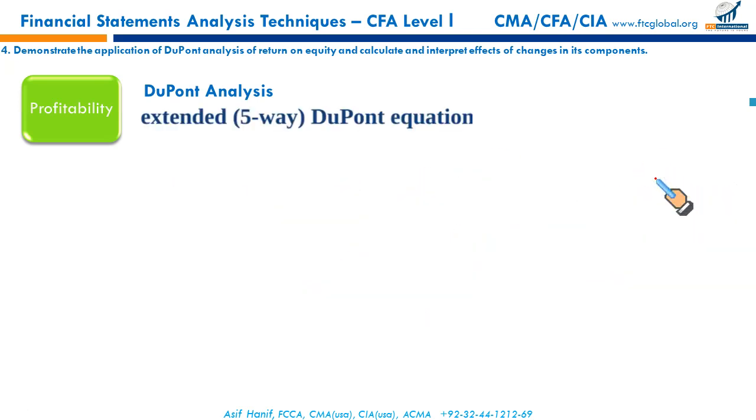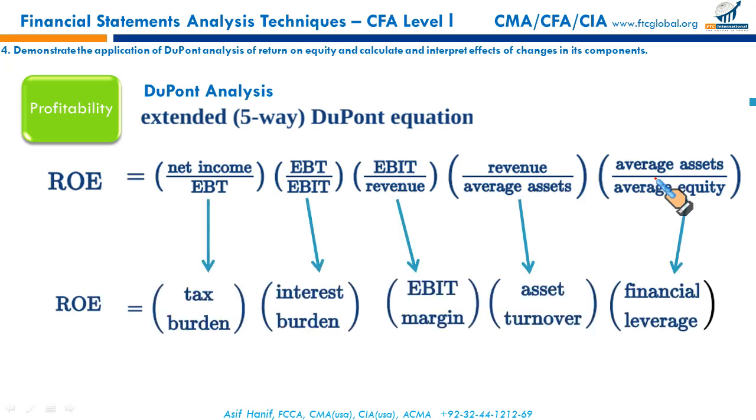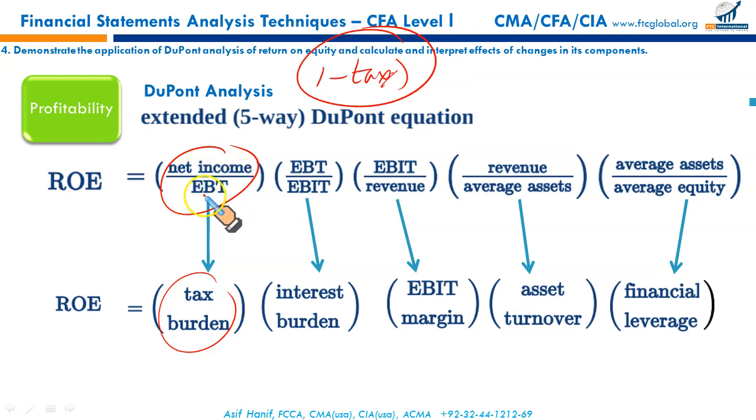We can extend it even further, the five-way DuPont model. If you just look at this, equilibrium is still maintained. EBT cancelled out. EBIT cancelled out. Revenue cancelled out. Average assets. Still we have the net income and average equity as your denominator. That is your return on equity. These five components one by one. Net income upon EBT is the tax burden. If you solve this, the simplification of this formula is simply 1 minus tax percentage. Net income upon EBT is basically 1 minus tax.